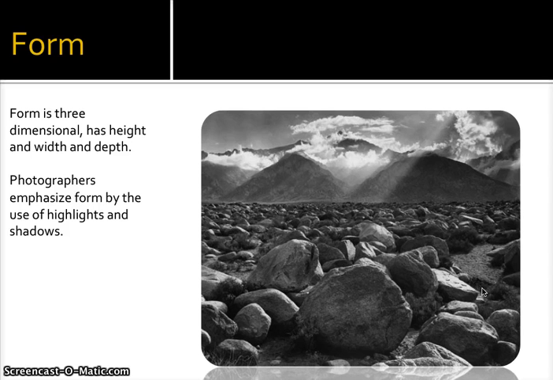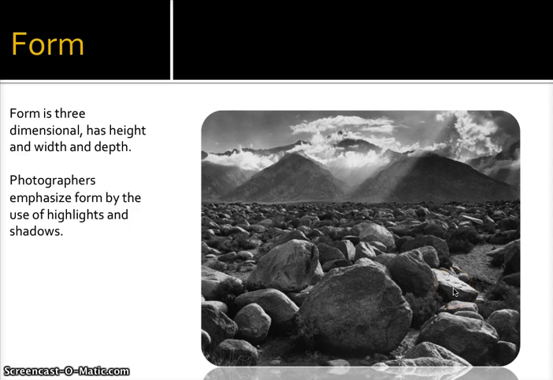This is a good example of form. So form is three-dimensional, has height and width and depth. And photographers emphasize form by the use of highlights and shadows. So think of highlights as where the light hits the most. So that's the brightest part of a photograph. So right here is a good example of highlights, right here, right here, right here.